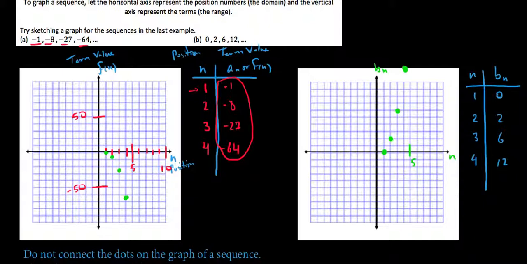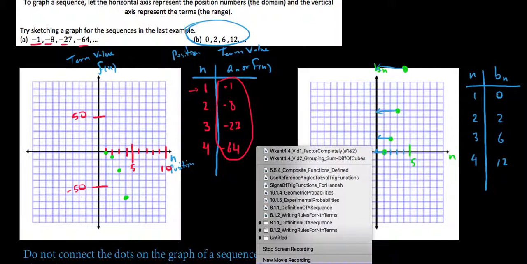So when it comes to reading these graphs, we also might receive the terms of a value not in a table, not in roster notation, but as a graph. And we just want to read this as the value of our first, second, third, and fourth terms respectively are 0, 2, 6, and 12. Okay? So graphing sequences, a lot like graphing functions. As a matter of fact, it's basically the same thing.